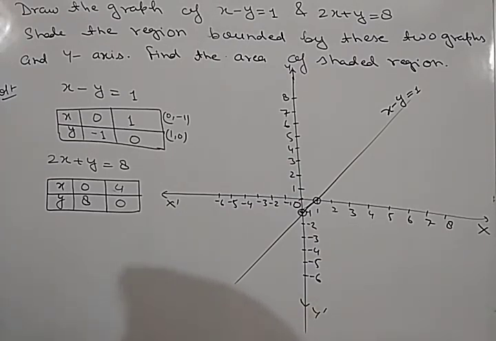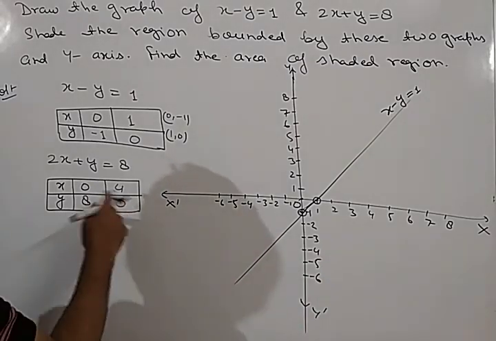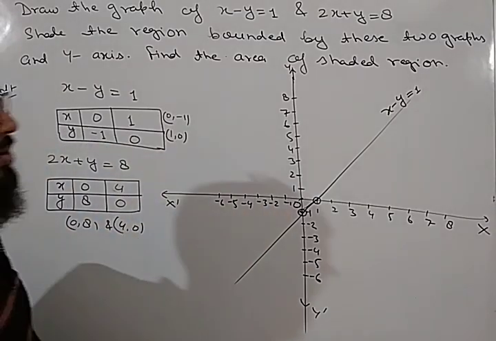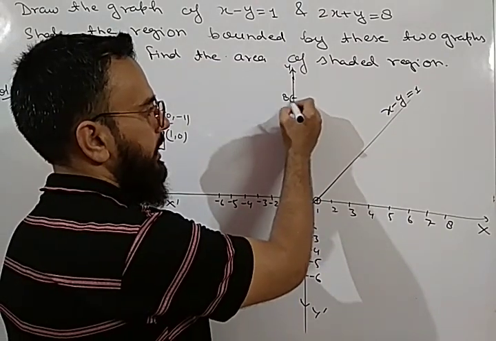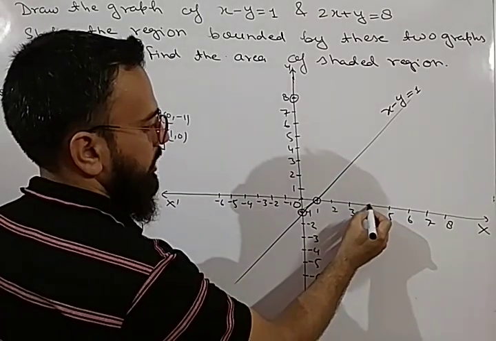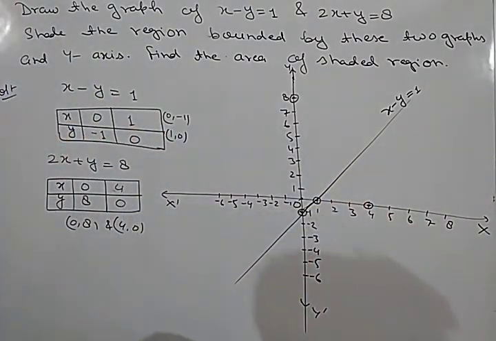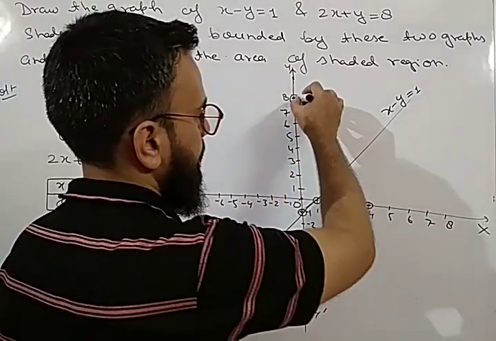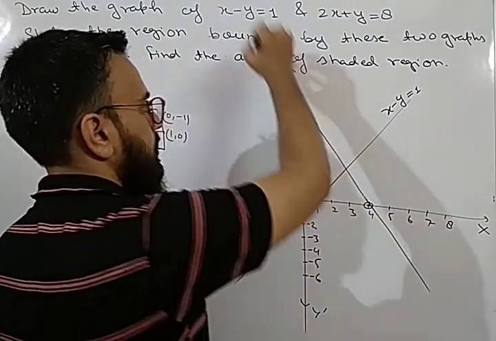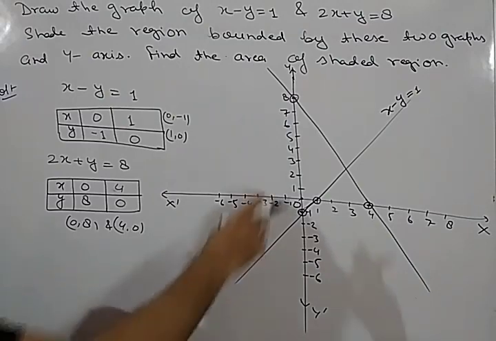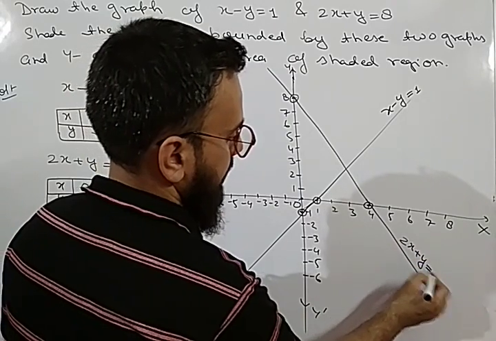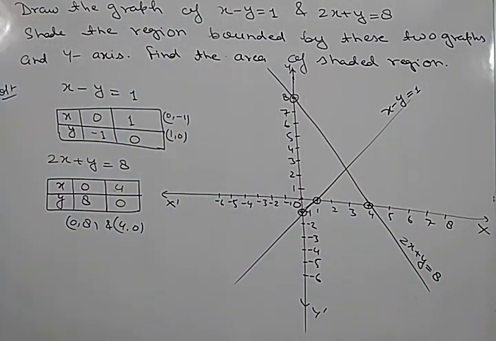Now coming to the second graph, here the ordered pairs are 0, 8 and 4, 0. So where is 0, 8? X equal to 0, then y equal to 8. And the second point is 4, 0, so x equal to 4 and y equal to 0. Now joining these 2 points and extending it on both sides, this is the graph of the second equation. We will write the equation on this line: 2x plus y is equal to 8.